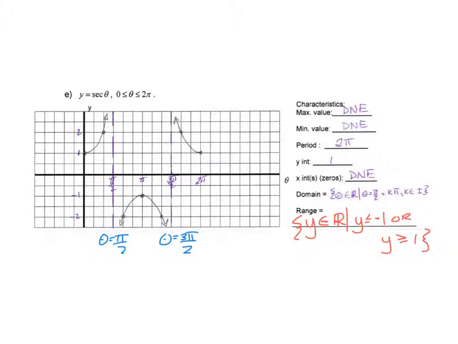And then if I look at the details at the side, very similar. These do not exist. It repeats every 2 pi. I did pick up a y-intercept right here. There are no x-intercepts, or should be theta-intercepts. Domain: theta is an element of the reals such that theta cannot equal pi over 2, and then adding any multiple of pi, because my asymptotes repeat every pi after that. And I get the same range.